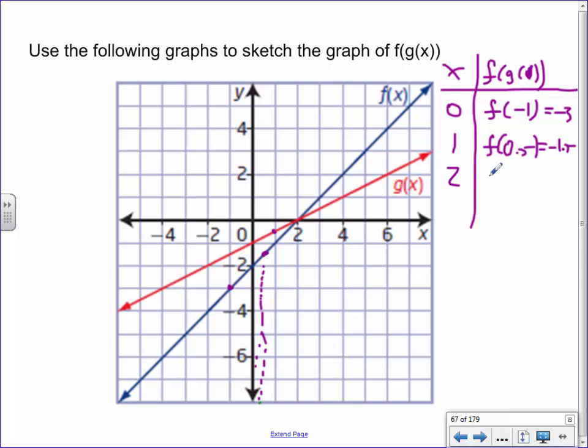Well, let's try 2. Maybe I'll try not to make it quite so busy here. What is g of 2? So go to the g graph, find 2. It's 0. Okay, so now 0 is my new input. Go to the f graph. When x is 0 on that graph, its output is negative 2.